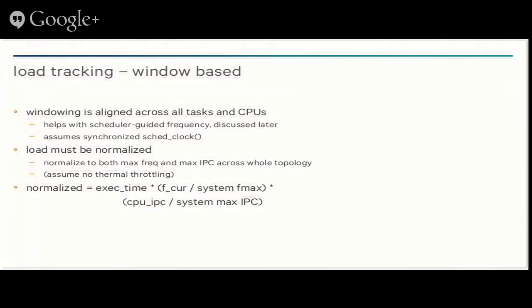So the load values that we take have to be normalized. That's been discussed already, and I think it is in process of implementation with the work that ARM and Linaro are doing. We normalize it to both the maximum frequency and the max IPC, so that's the microarchitectural differences that Morten alluded to. When we normalize those values, you assume no thermal throttling, so we're using the maximum frequency supported by the hardware. And this is the equation that you would use to calculate the normalized demand.